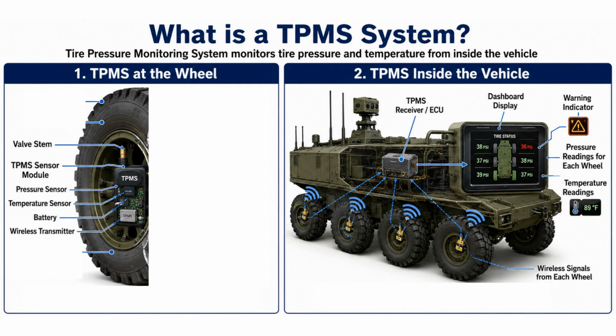When a tyre becomes underinflated, overheated, or develops a rapid pressure loss, the system highlights the affected wheel and activates a warning indicator. For a military vehicle, TPMS supports early leak detection, safer operation, longer tyre life, and reduced risk of unexpected tyre failure during a mission.